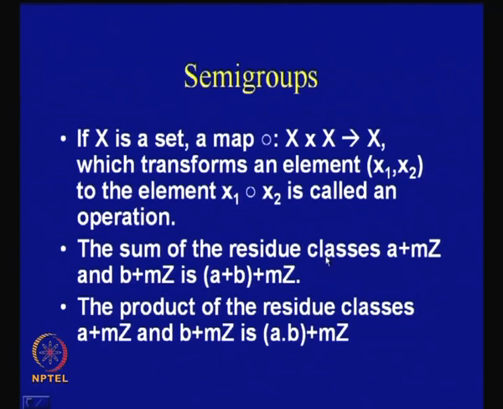Here are examples of this transformation. As I told you, the integers are one example. Similarly, you can also define it on residue classes. If you take two residue classes a plus mZ and b plus mZ, then the sum of these residue classes is (a plus b) plus mZ. Similarly, the product of the residue classes a plus mZ and b plus mZ is equal to (a multiplied by b) plus mZ.